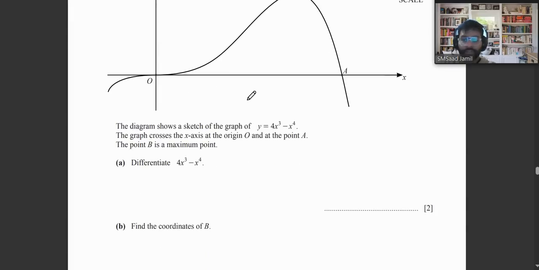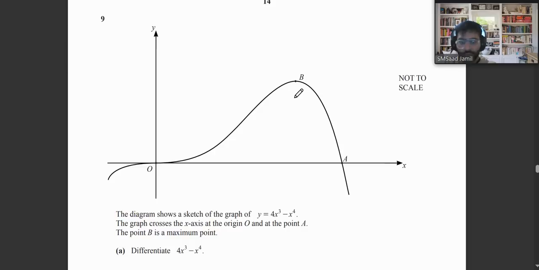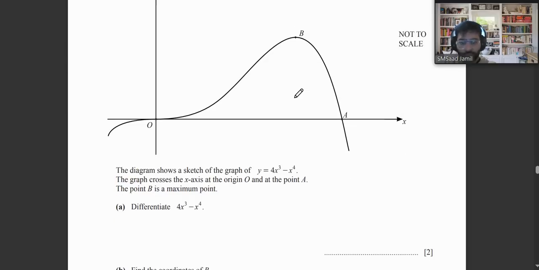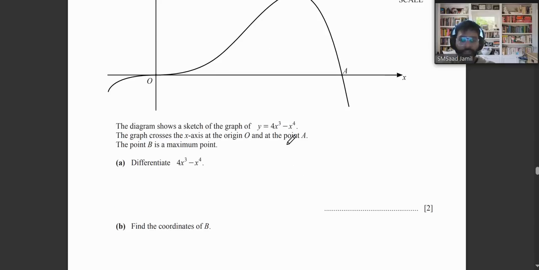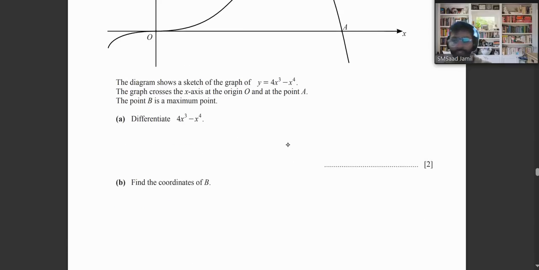Question number 9 says the diagram shows a sketch of the graph y equals 4x cubed minus x raised to power 4. The graph crosses the x-axis at the origin and at the point A. The point B is the maximum point. Differentiate. So guys, if you do not know differentiation, I have a video on differentiation as well, simple and advanced level. I will share it with you guys.